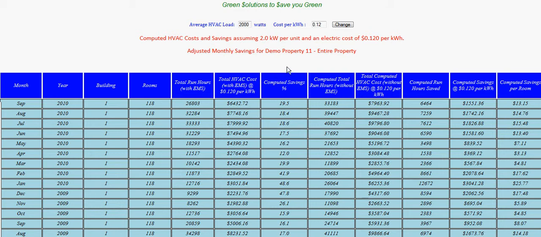Now the next six columns are preceded by the word computed. These figures are computed based on one simple assumption. That assumption is that had you had regular digital thermostats installed in your rooms, the percentage of runtime for the HVAC would be the same whether the guest was in the room or not. Of course, that would be true because the digital thermostats have no way of knowing whether the guest is in the room or not.